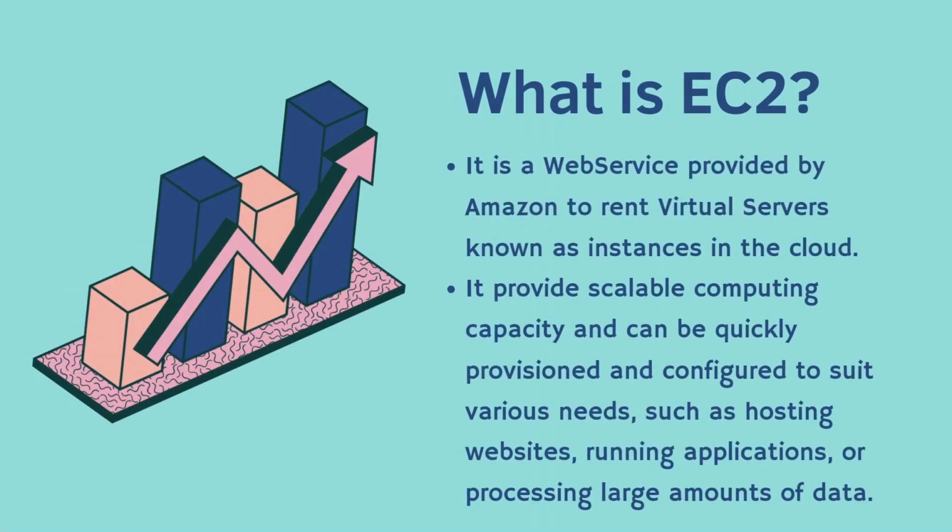Now, what is EC2? It is a web service provided by Amazon to rent virtual servers, known as instances, in the cloud. So we can think of EC2 as renting a computer in the cloud. Instead of buying and maintaining a physical computer, we can quickly spin up a virtual machine or server in minutes in the cloud. EC2 is the same as renting a house. Instead of buying a house, we rent a house and use the rooms, lights, fans, etc. for the desired amount of time.